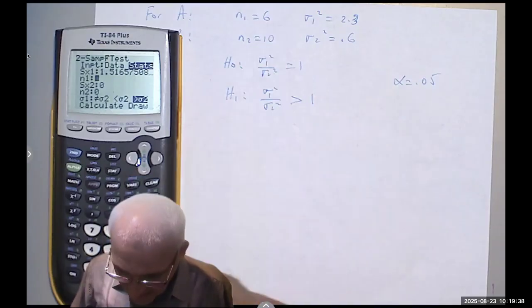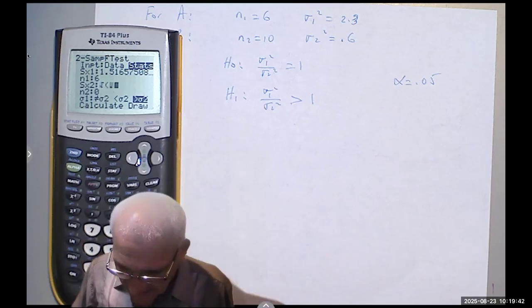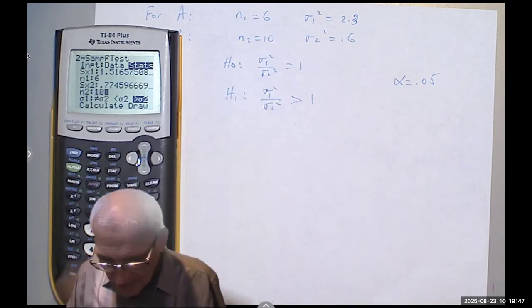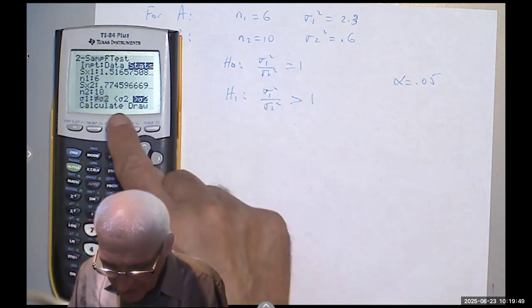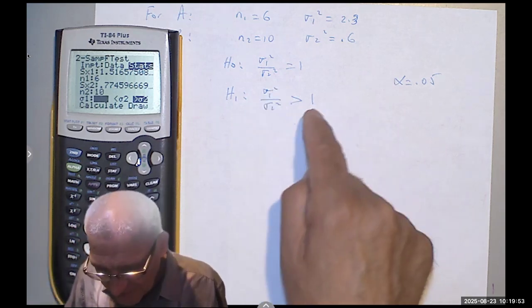Then N1 is 6. S2 is the square root of 0.6. And N2 is 10. What is the alternative? The alternative is that sigma 1 is greater than sigma 2.